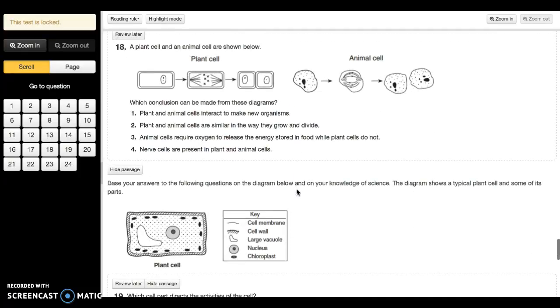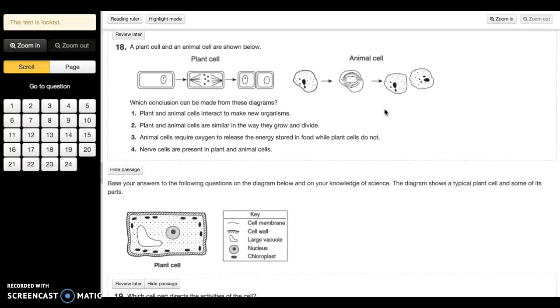Okay, a plant cell and an animal cell are shown below. What conclusion can be made from these diagrams? This is showing reproduction. Okay, again, we have not talked about this yet, but let's see how you do, and we'll talk about it after. Okay, so what's going through each answer?